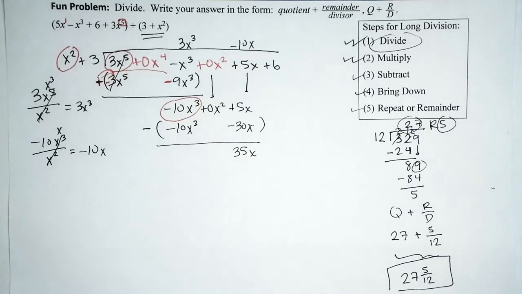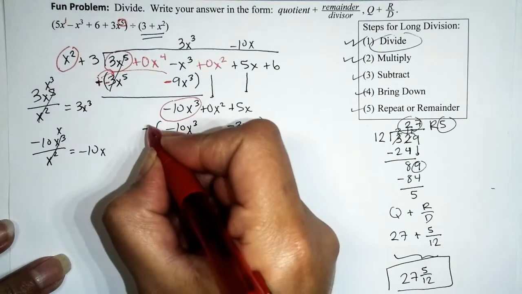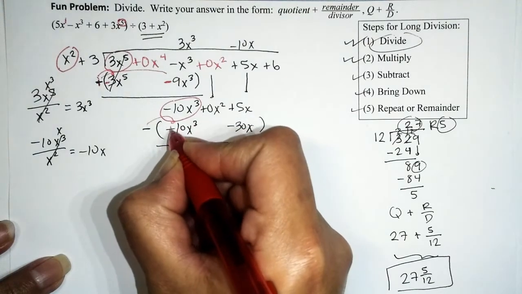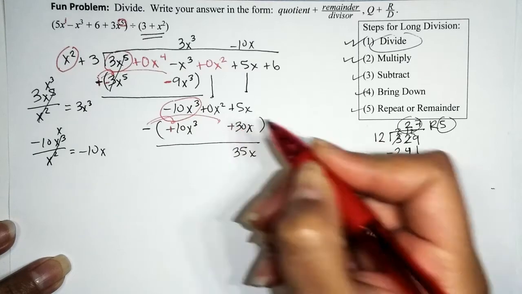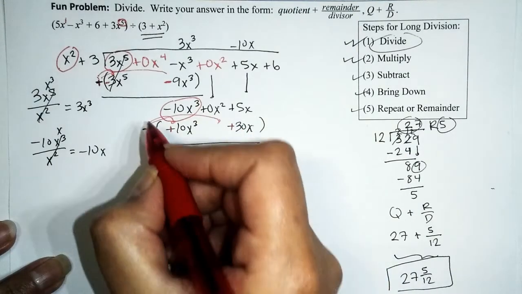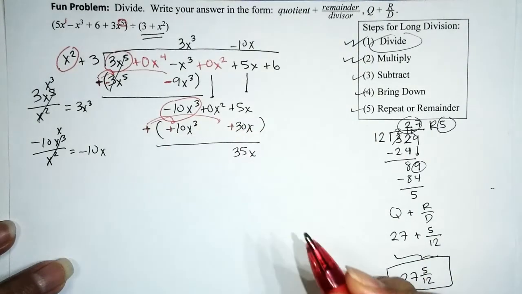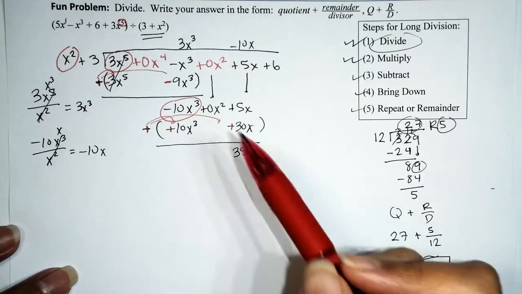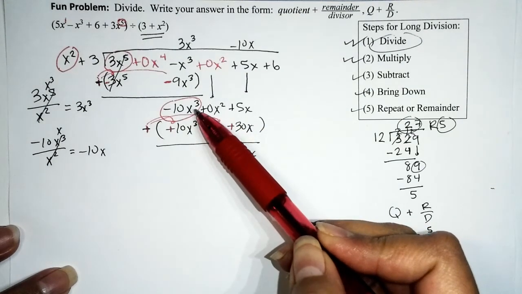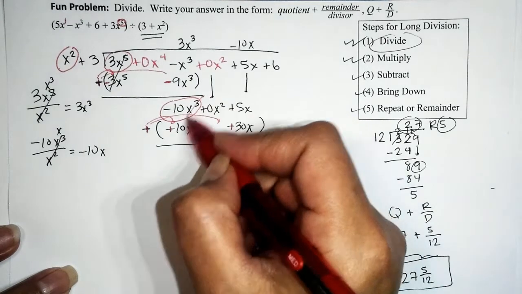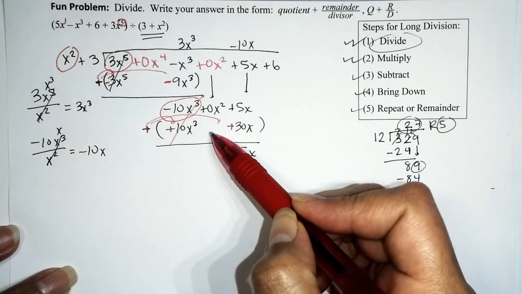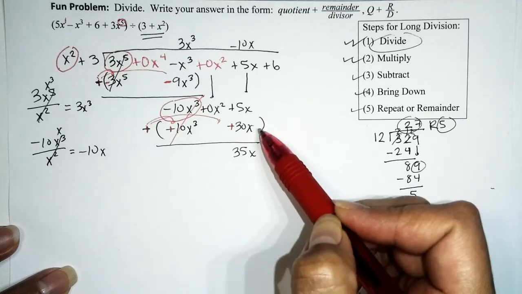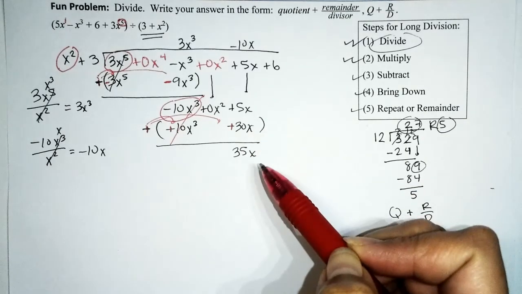When we distribute the negative, or add the opposite, the opposite of a negative term is a positive term. And then we distributed the negative. So let's switch it up to plus. With confidence, negative 10x cubed plus 10x cubed is 0. 0x squared plus nothing else, still 0. 5x plus 30x, no more stuttering, 35x.